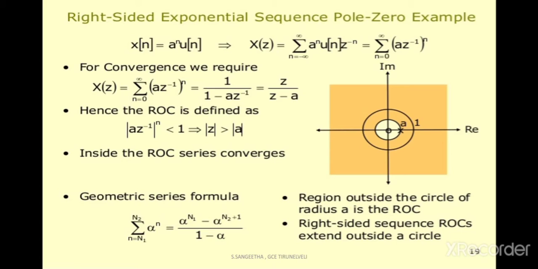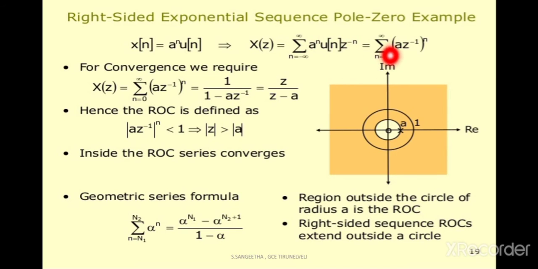Next, right-sided exponential sequence, pole 0 example. So next we are going to an example. x of n is equal to a to the power n u of n. Next we are finding the capital X of z. In the place of small x of n, we substitute a to the power n u of n in the formula, summation of n equals minus infinity to infinity of a to the power n u of n z to the power minus n.